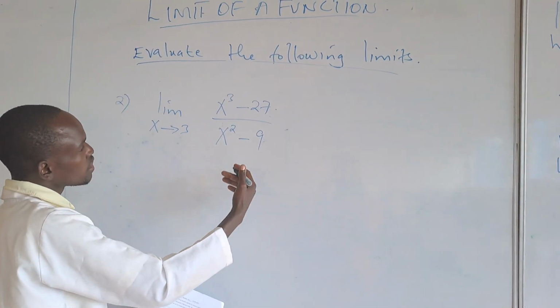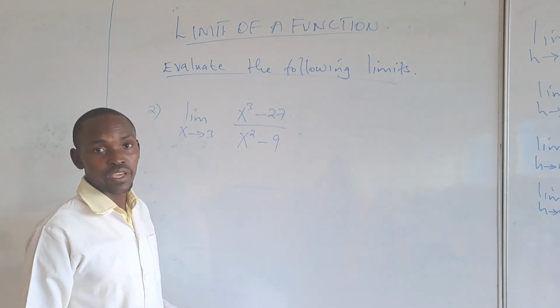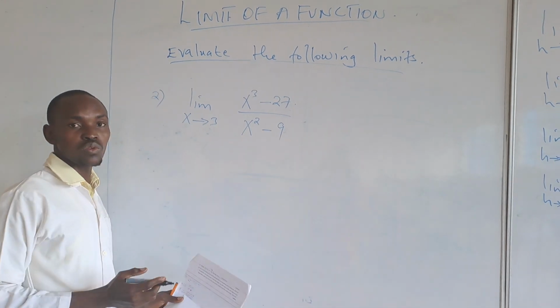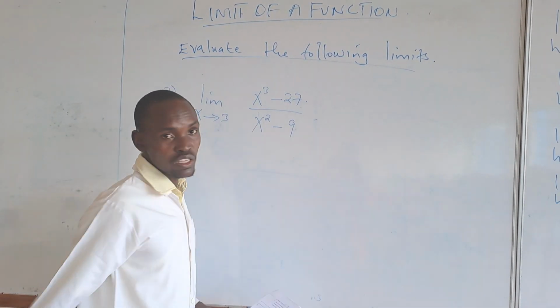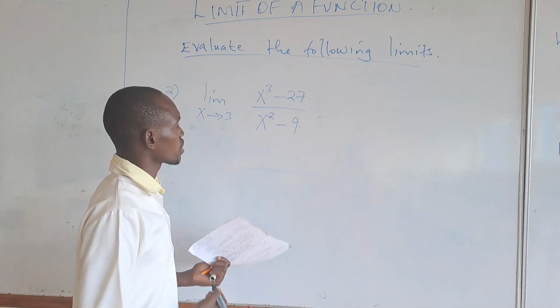If we have 0, then it means the limit will be undefined. And once the limit is undefined, we are not able to evaluate the limit. What do we do? We are going to factor out the numerator and the denominator. Then we see the parts that cancel each other.